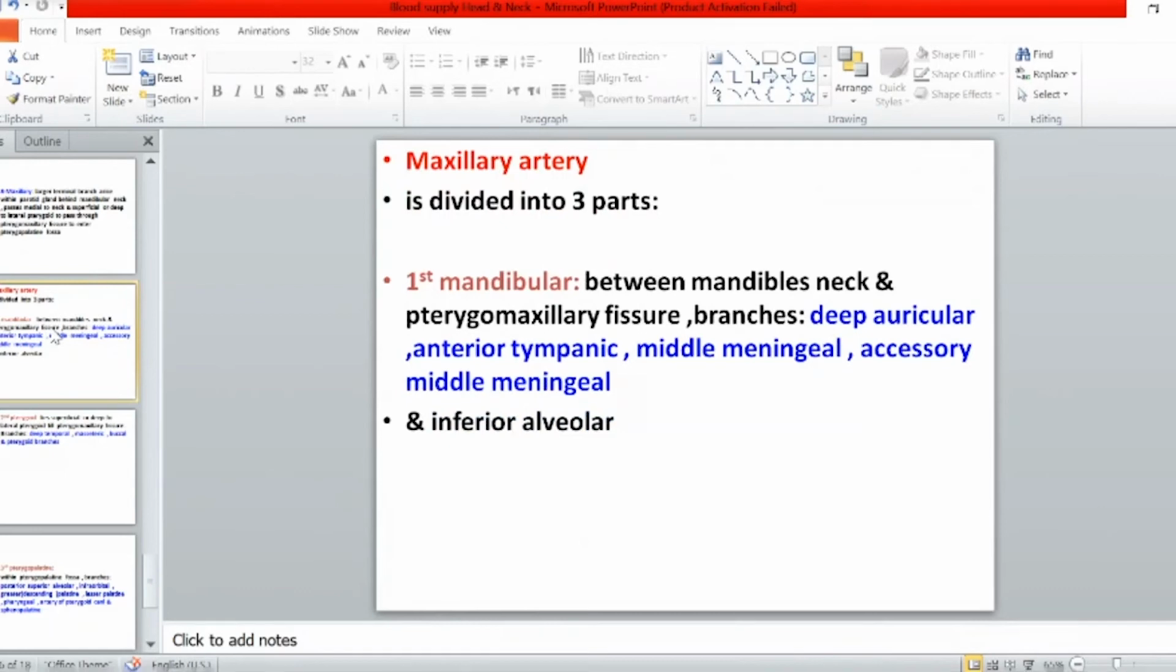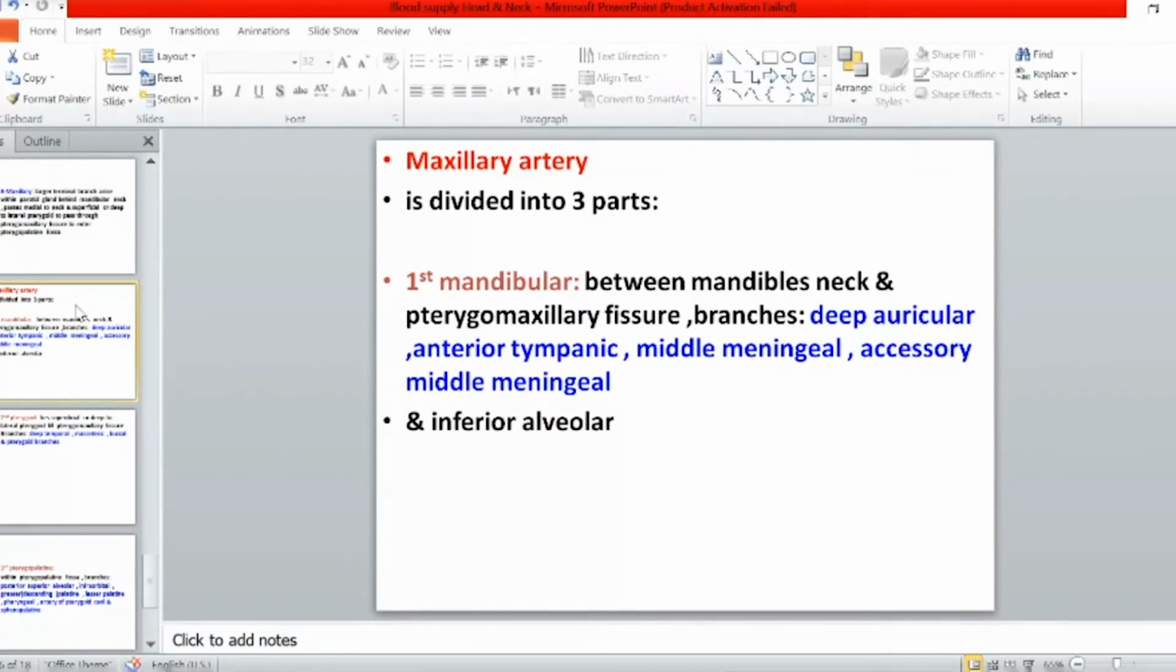Now, lastly, we have the maxillary artery. The maxillary artery is complicated, but it is the largest of the two terminal branches of the external carotid, arising within the parotid gland, and then passes from there into the infratemporal fossa, and then leaves the infratemporal fossa through the pterygomaxillary fissure to enter into the pterygopalatine fossa, where it divides into terminal branches.